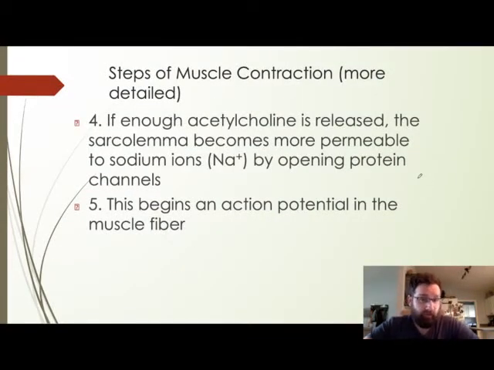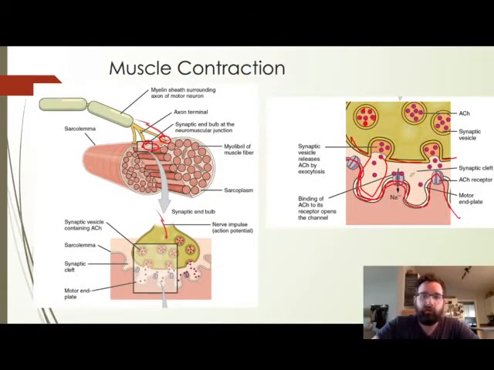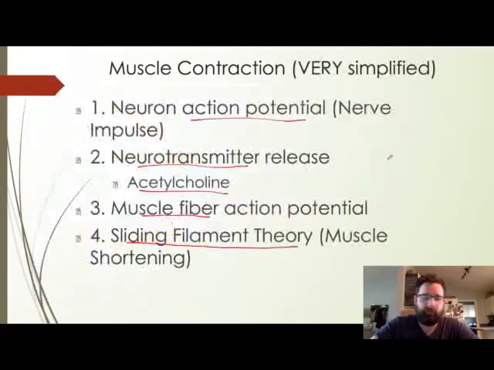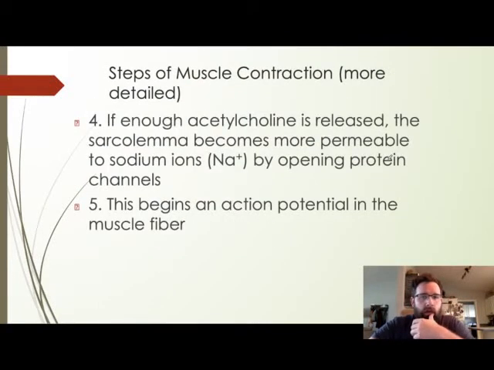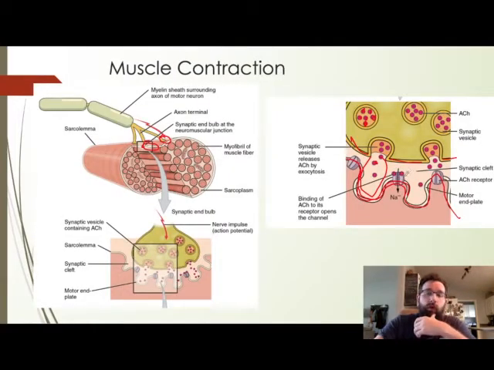Then, if enough acetylcholine is released, the sarcolemma becomes more permeable to sodium ions by opening protein channels. So these will only open up to take in sodium if there's enough ACh. So there's another aspect here of a threshold being reached. If there's not enough ACh, the sodium channels will not open up, and the sodium will not rush in.